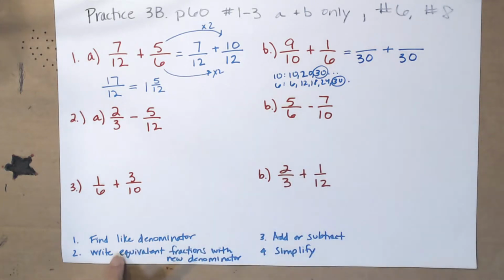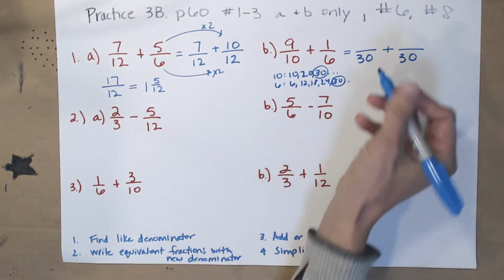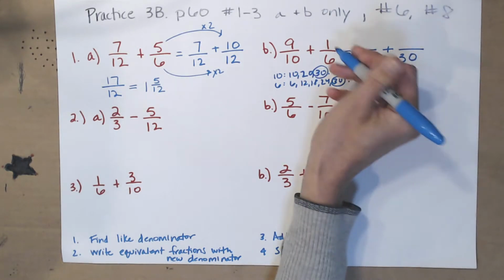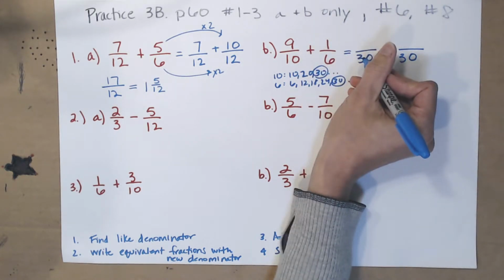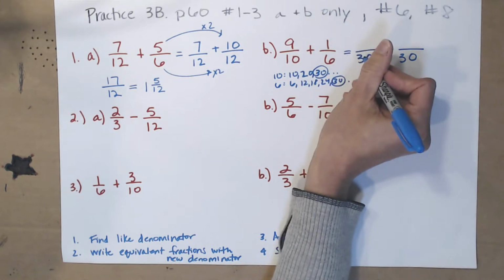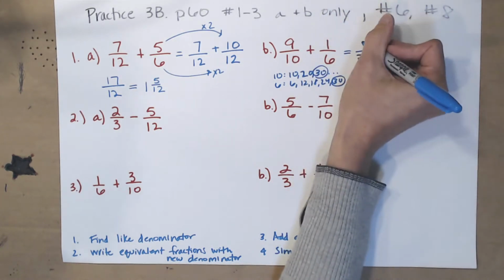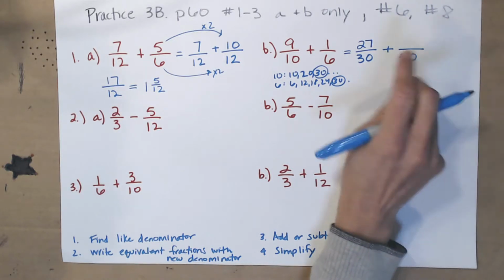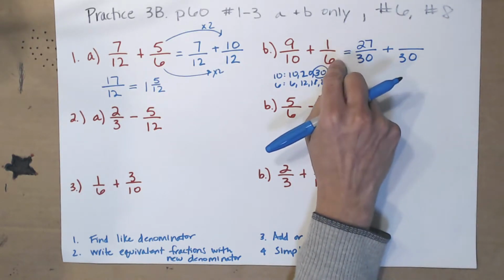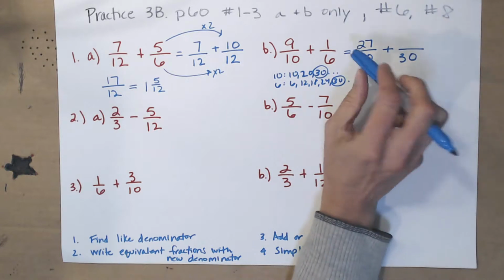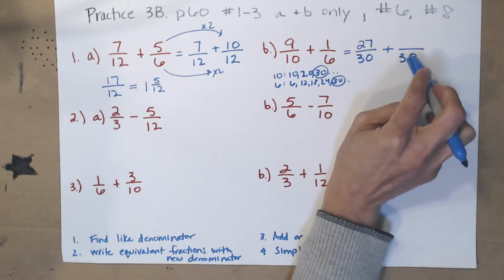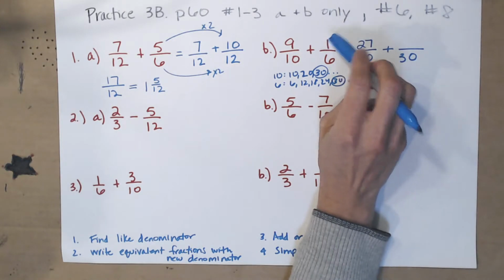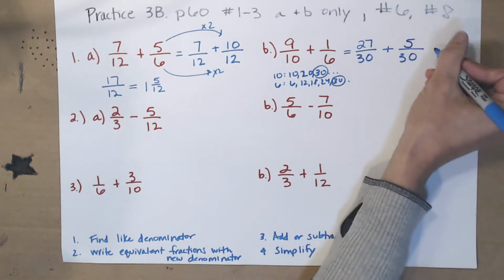Now we write equivalent fractions with the new denominator. So 9/10 becomes how many 30ths? You want to ask yourself, 10 times what is 30? 10 times 3 is 30. So then you want to do 9 times 3 to get the new numerator, which is 27. And then we want to change 1/6 to 30ths. So you ask yourself, 6 times what is 30? 6 times 5 is 30. So multiply the numerator also by 5. 1 times 5 is 5.